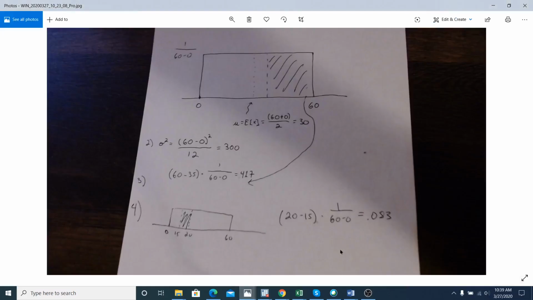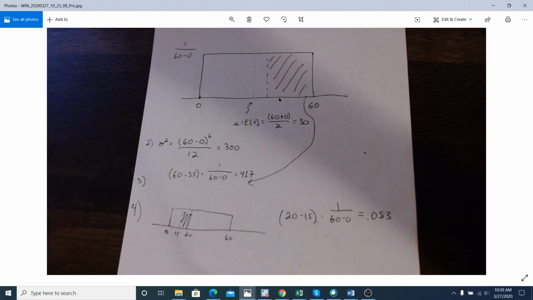If we look at this drawing, the height of my distribution is 1 over the range, or 1 divided by the maximum minus the minimum. So 1 over max minus min. Once I know the height, what would be the length of my interval? Well, I'm going from 35 to 60. So what's the difference between those two? 60 minus 35, or B minus A.